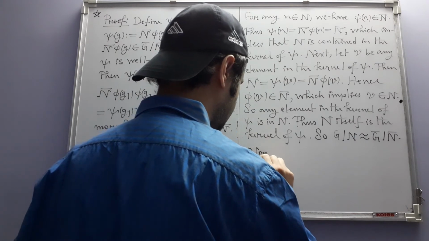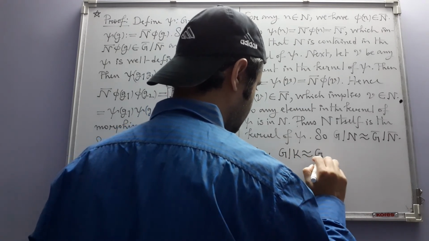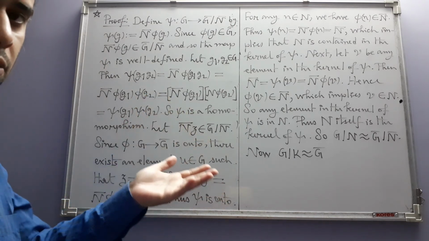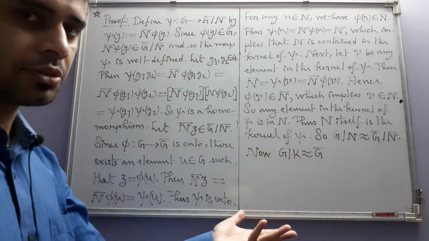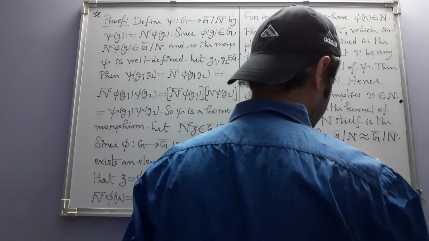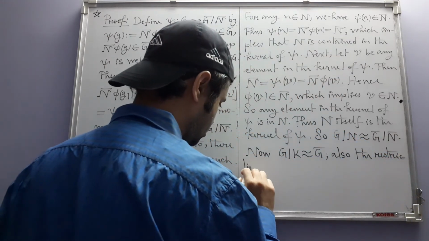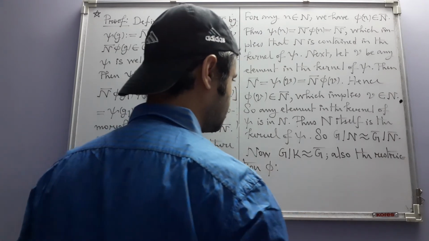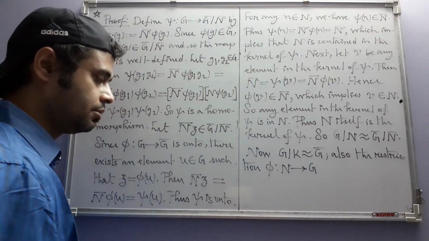Now, G by K of course is isomorphic to G bar because originally we have our homomorphism phi from G onto G bar with kernel K. So G by K must be isomorphic to G bar. Also, the restriction of phi to N.